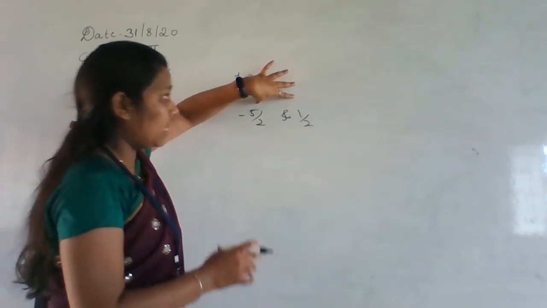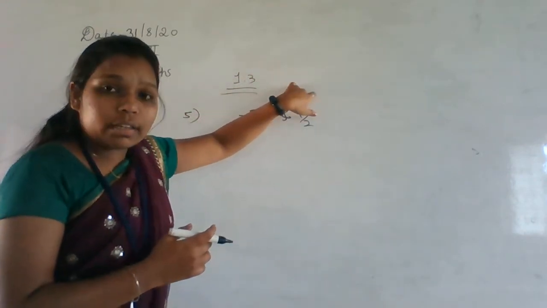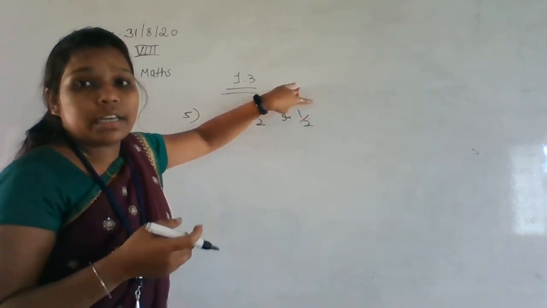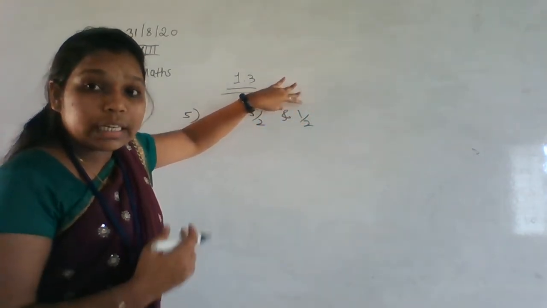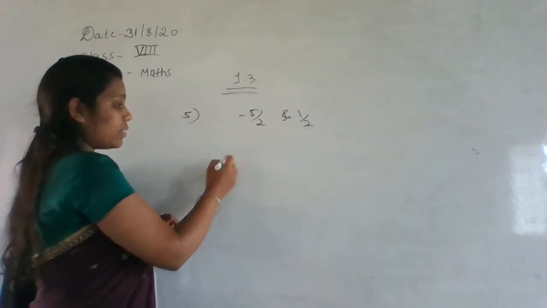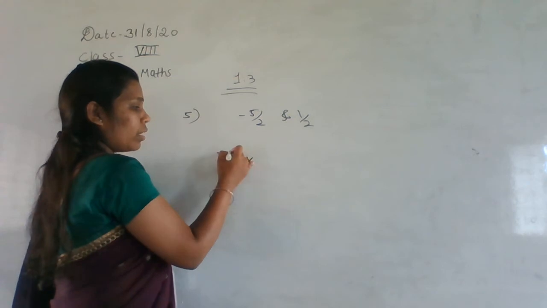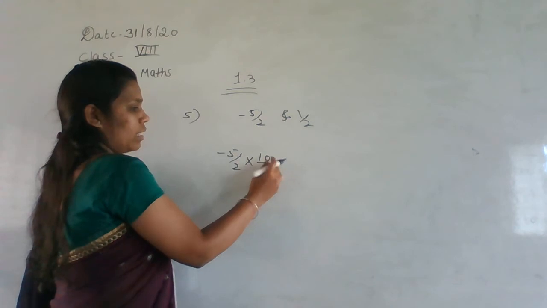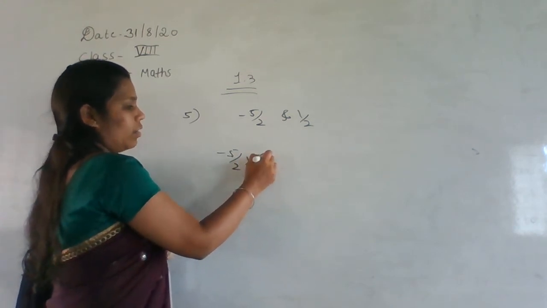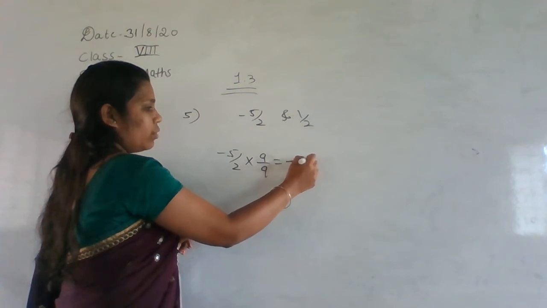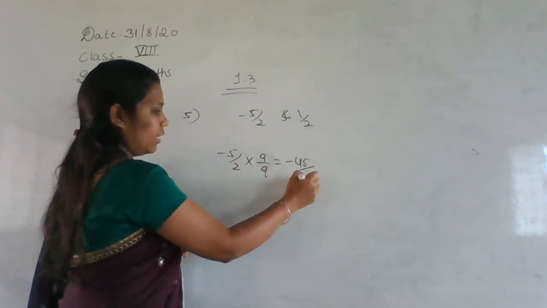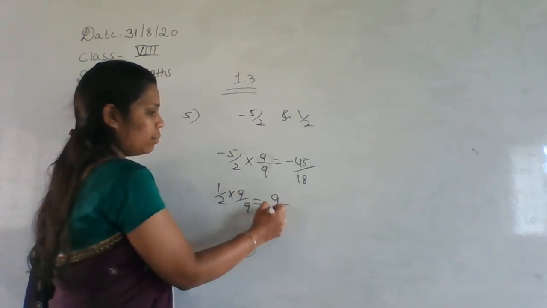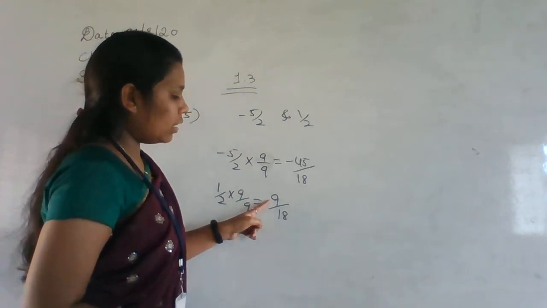Next you have to check the difference of this minus 5 and 1. What is the difference here? You will get a 6. So we want more than 10. So here not getting more than 10. So again we have to do the multiplication for those two rational numbers. That is minus 5 by 2 into, we'll take 10 by 10. Or else take 9 by 9. Okay, here minus 45, 9 into 5, and here 18. Next 1 by 2 into 9 by 9. Here 9 by 18.